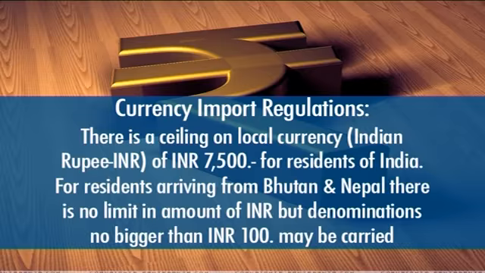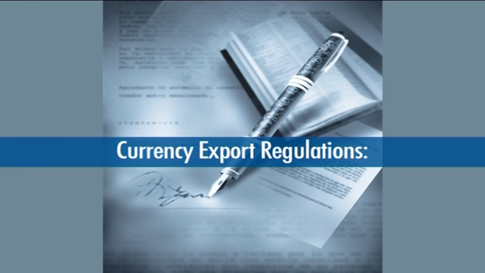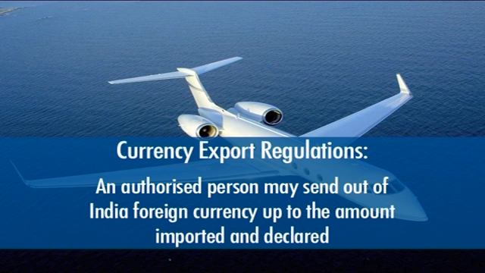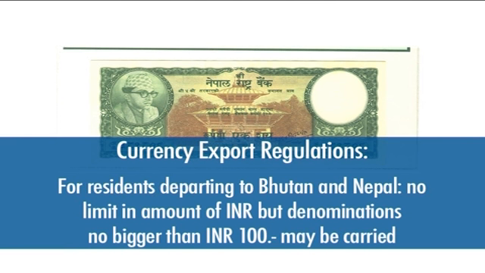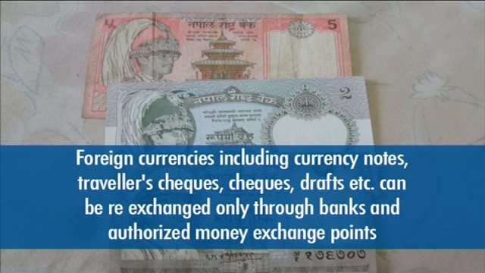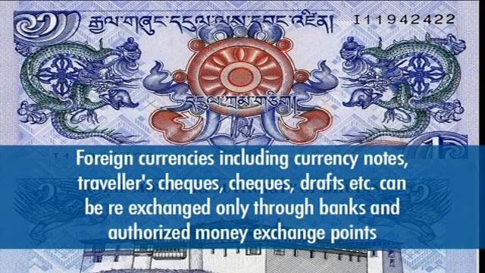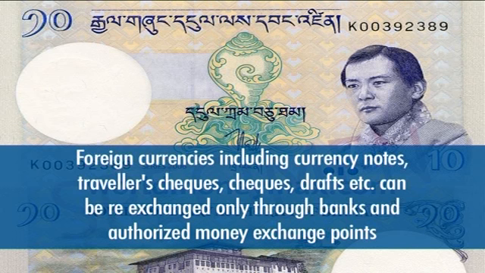Currency export regulations. An authorized person may send out of India foreign currency up to the amount imported and declared. Residents of India, except when departing to Bhutan and Nepal, can export local currency, Indian rupee INR, of INR 7,500. For residents departing to Bhutan and Nepal, no limit in amount of INR, but denominations no bigger than INR 100 may be carried. Foreign currencies, including currency notes, travelers' checks, drafts, etc., can be re-exchanged only through banks and authorized money exchange points.